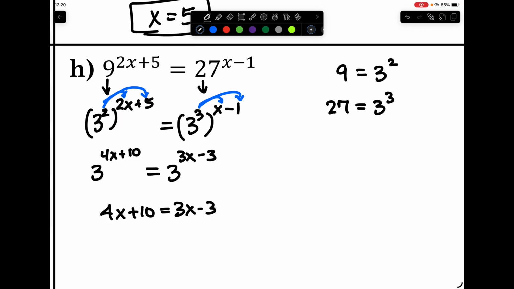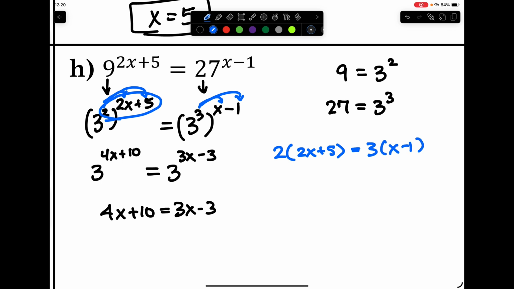And if you want, you could do the distribution after you set up the equation. So you don't have to distribute first. You could also do this. Ignore the 3's and just understand that these things get multiplied. So you have 2 times 2x plus 5 equals 3 times x minus 1. So distributing, again, is going to give you this. And when I distribute the 3, I still end up with the exact same thing on the right.